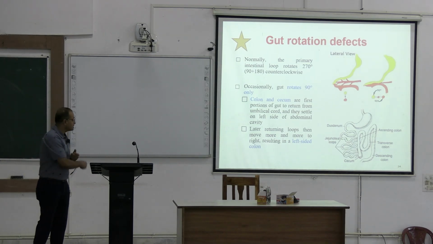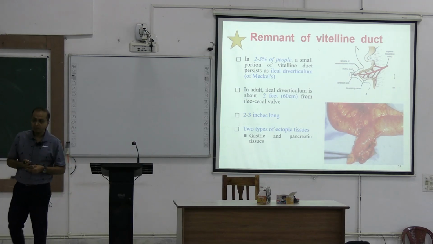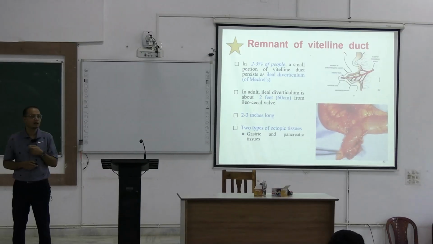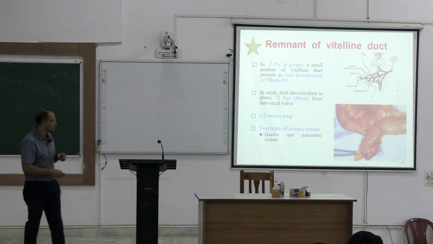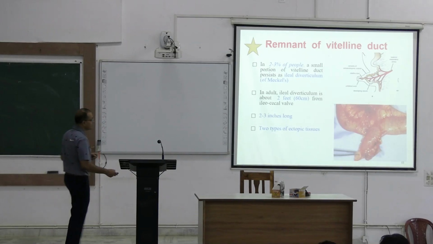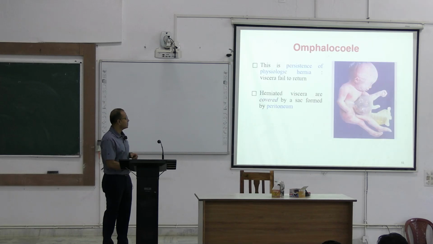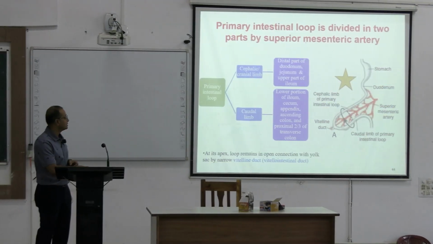Other than this, we have to talk about this particular entity. We call it the vitellointestinal duct. Now we talked about the vitellointestinal duct. What do you mean by the vitellointestinal duct? That primary loop which communicates with this particular midgut loop, which you have learned there, where the midgut is communicated from the yolk sac, that particular channel we call the vitellointestinal duct.